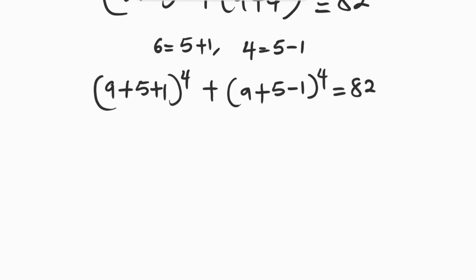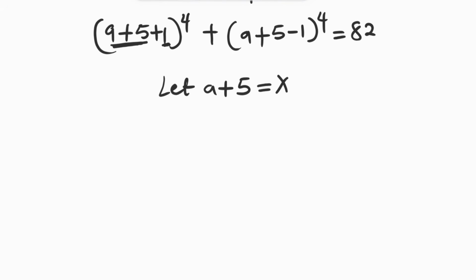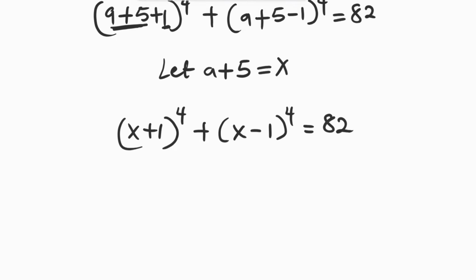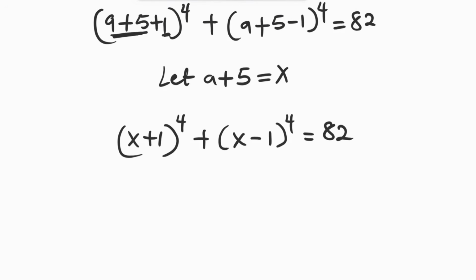Now let us separate a + 5 and 1. Let's represent a + 5 with the variable x. If we do that, what we have is (x + 1)^4 + (x - 1)^4 = 82. What we've done is just to make it easy for us to solve the question. Now it looks simpler to work with.